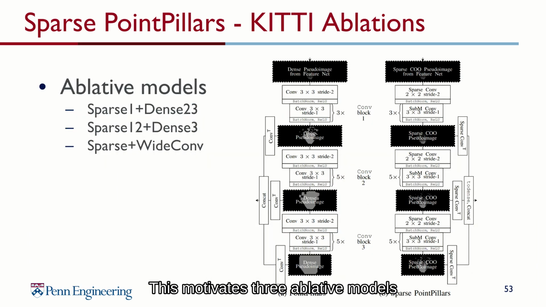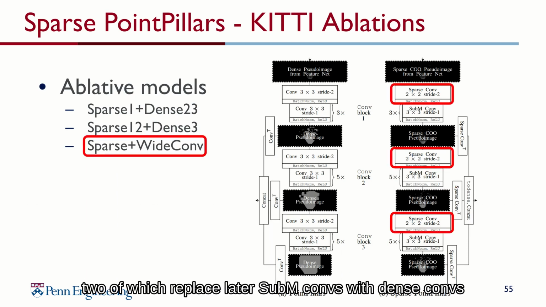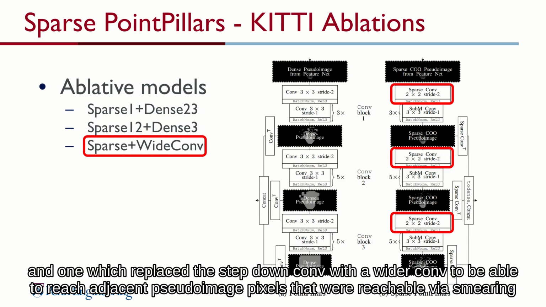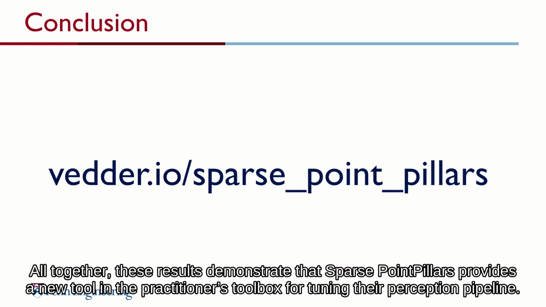This motivates three ablative models, two of which replace later submanifold convolutions with dense convolutions, and one which replaced the step-down conv with a wider conv to be able to reach adjacent pseudo-image pixels that were reachable via smearing. These models all show similar or worse performance drops, indicating that sparse pipelines in general are slightly harder to train. Altogether, these results demonstrate that Sparse PointPillars provides a new tool in the practitioner's toolbox for tuning their perception pipeline.